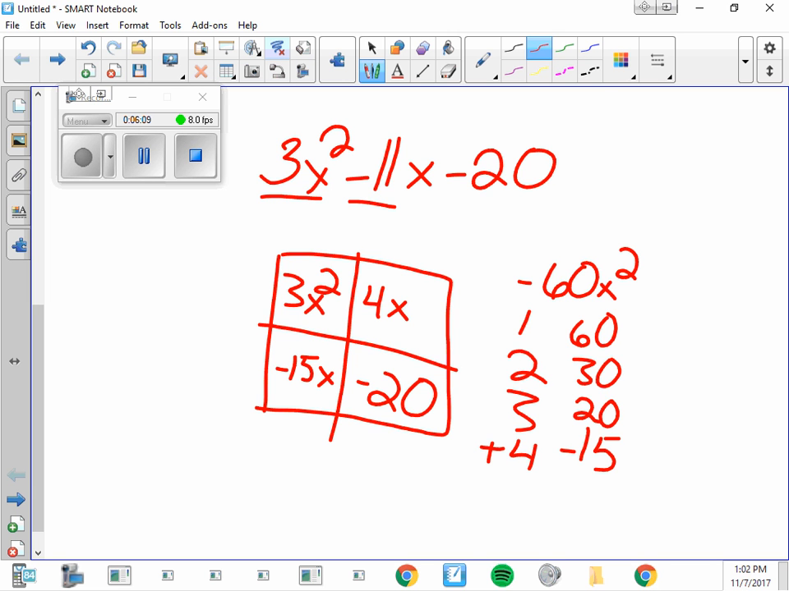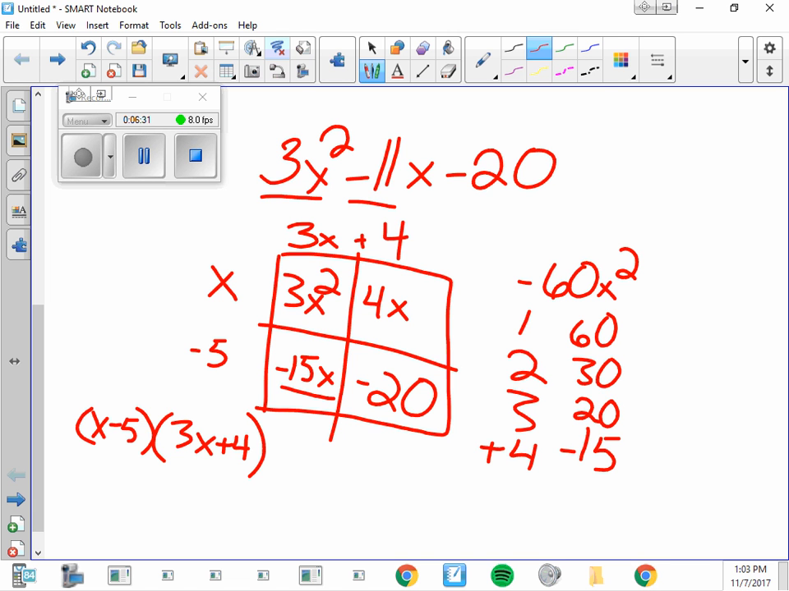What does the top row share? X. And if I pull an x out, what's left? 3x plus 4. And if I take a 3x out of the 15x, get negative 5. My factors are x minus 5 and 3x plus 4. So we need to set each of those equal to 0. The first one's easy, it's just 5. And the other one, we subtract 4, and then we divide by 3. And I get negative 4 thirds.